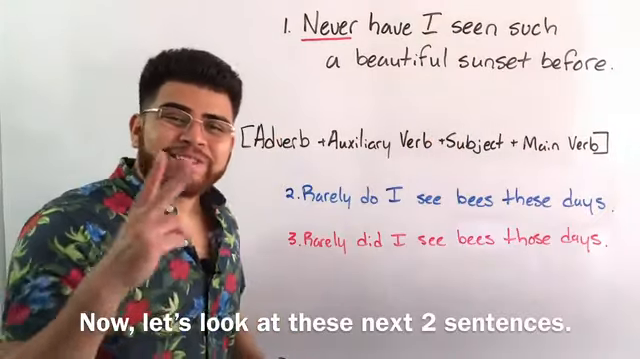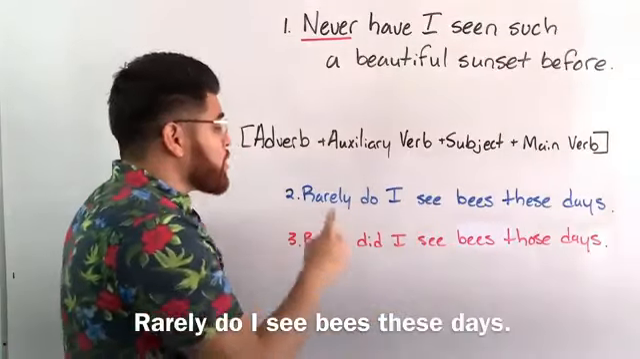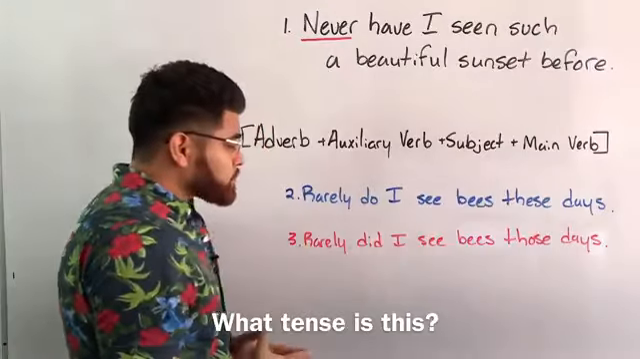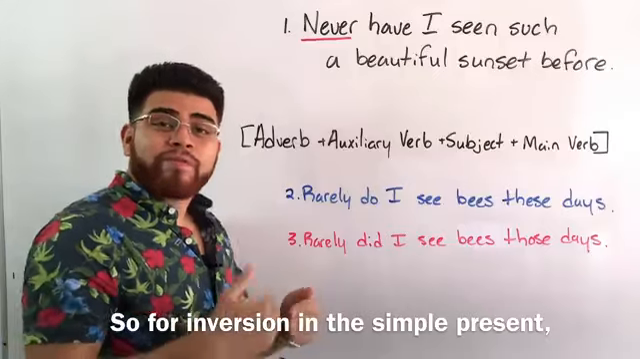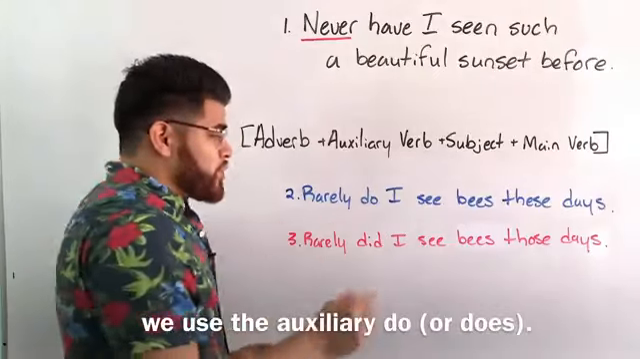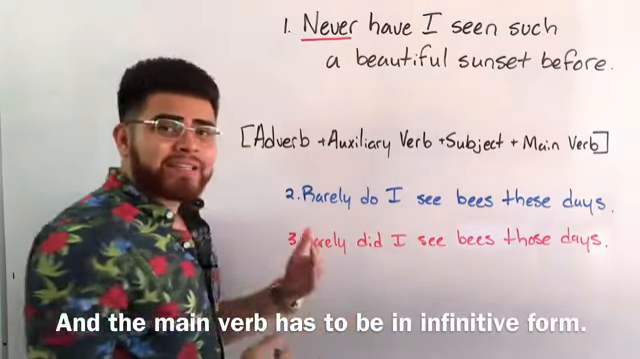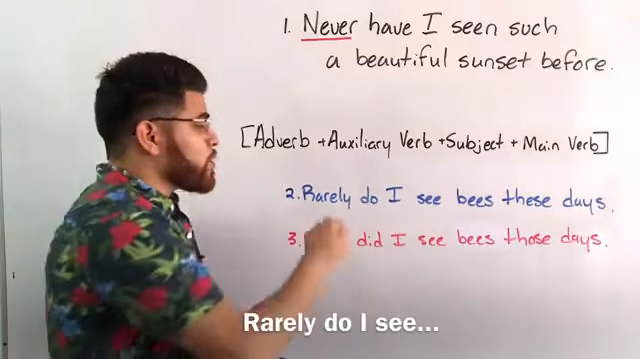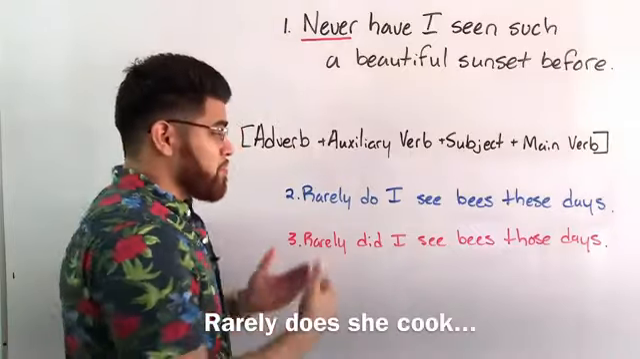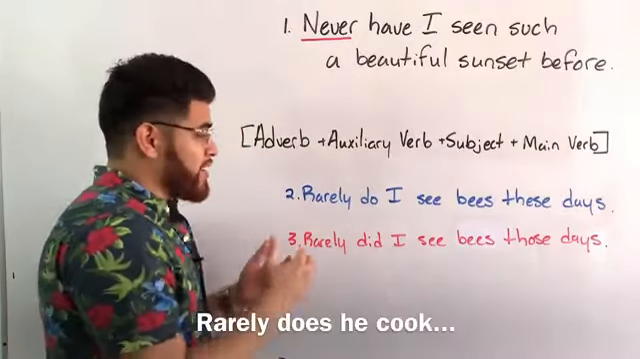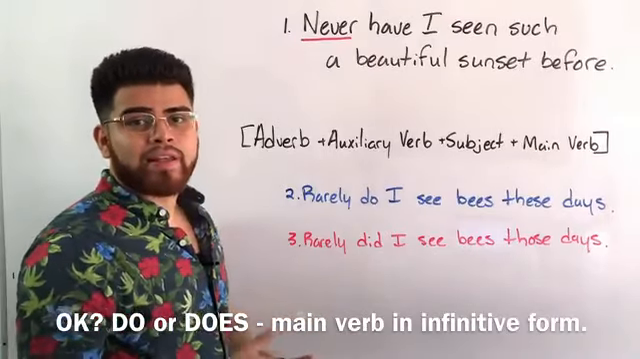Now let's look at these next two sentences. Number 2, rarely do I see bees these days. What tense is this? The simple present, right? So for inversion, in the simple present, we use the auxiliary do or does, and the main verb has to be in infinitive form. Rarely do I see. Rarely do I watch. Rarely do I cook. Rarely does she cook. Rarely does he cook. Do or does, main verb in infinitive form.